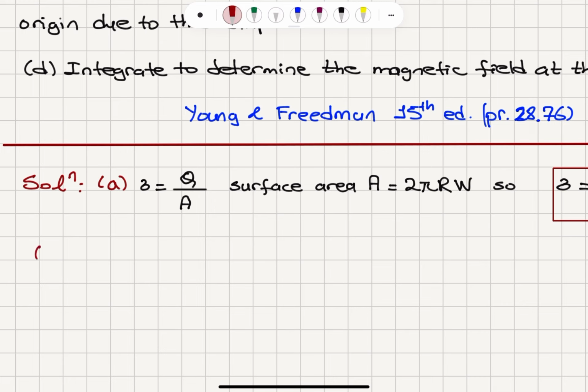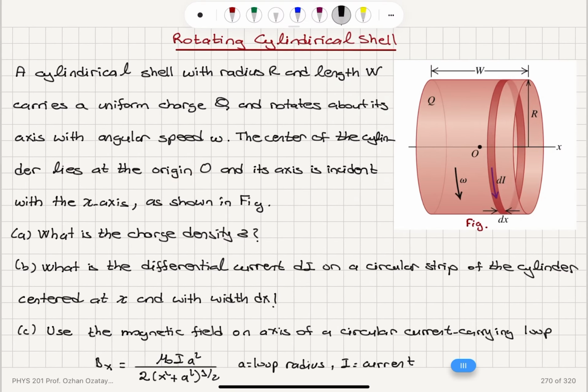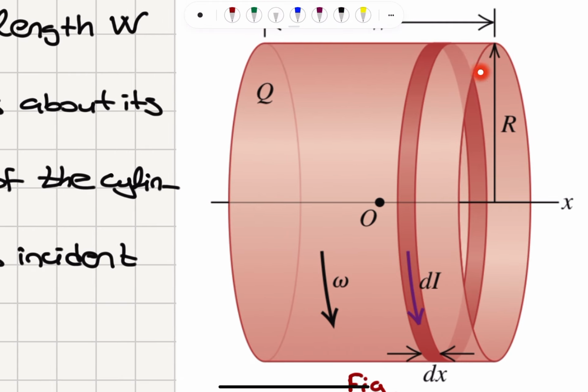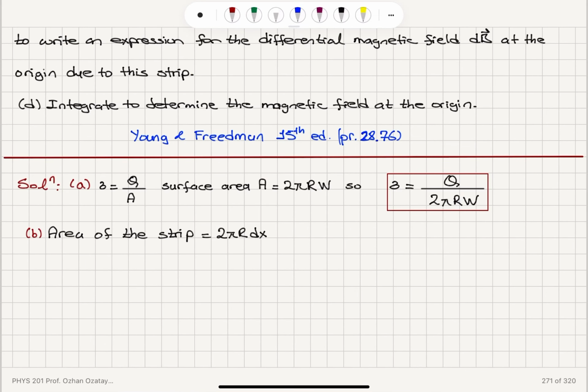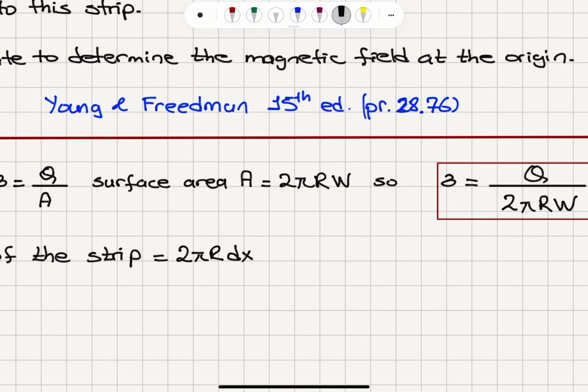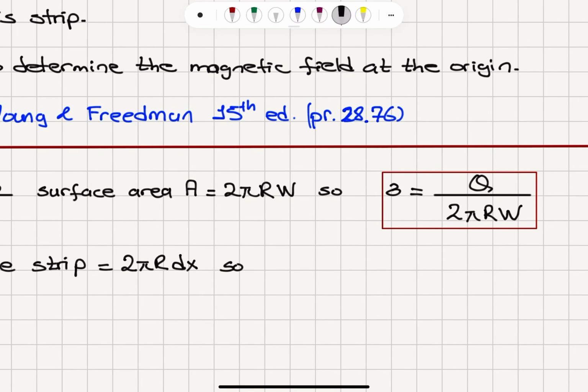Okay, so in part B, what is the area of the strip? So let's start with the area. The area of the strip is the circumference 2 pi R multiplied by its length, so it is 2 pi R dx. So you can see here it is 2 pi R multiplied by dx. That's the surface area of this strip, so that we can calculate the charge it carries.